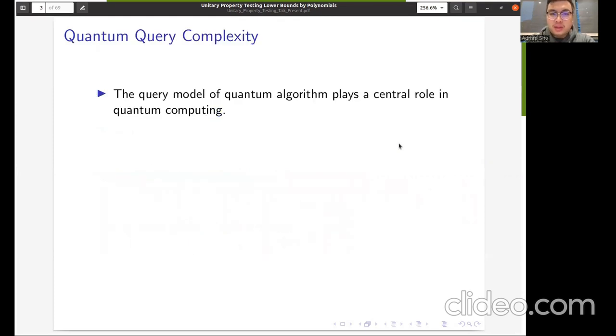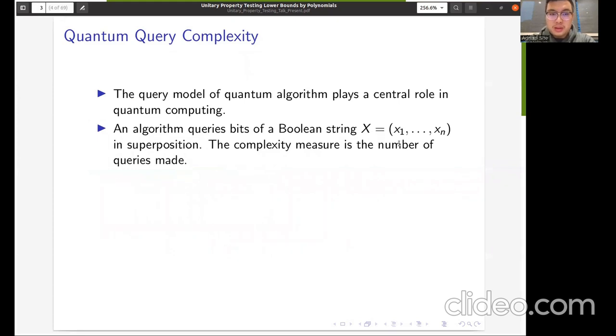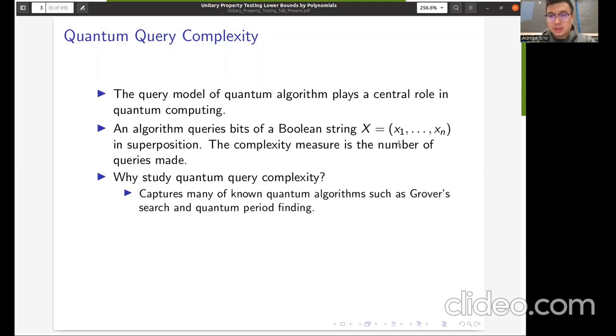So the quantum query complexity is central in the study of quantum computing. And in this model, an algorithm queries bits of a Boolean string in superposition in order to compute some function or property of this string x. And in general, one wants to come up with an algorithm that minimizes the number of queries made to the string x. So why study quantum query complexity?